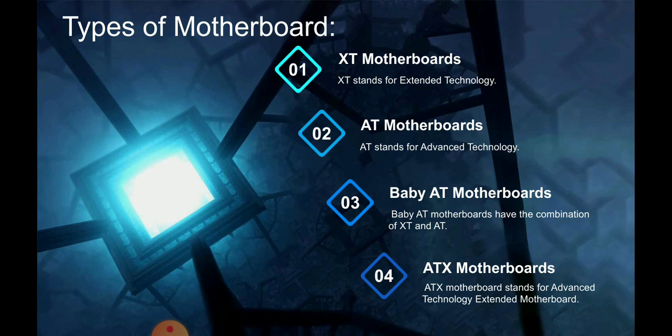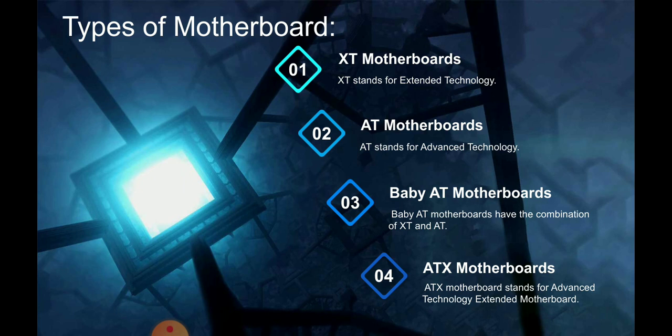And the next is the AT motherboard. In the XT motherboard, 12-pin connectors are used, and examples of XT motherboard are Pentium 1, Pentium 2, Pentium Max, etc.